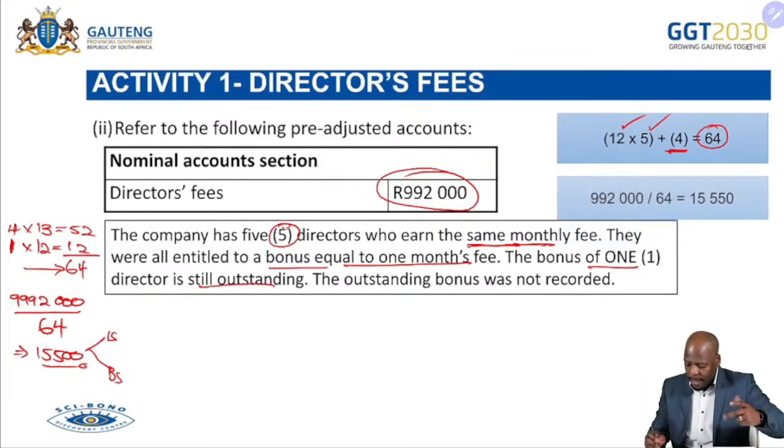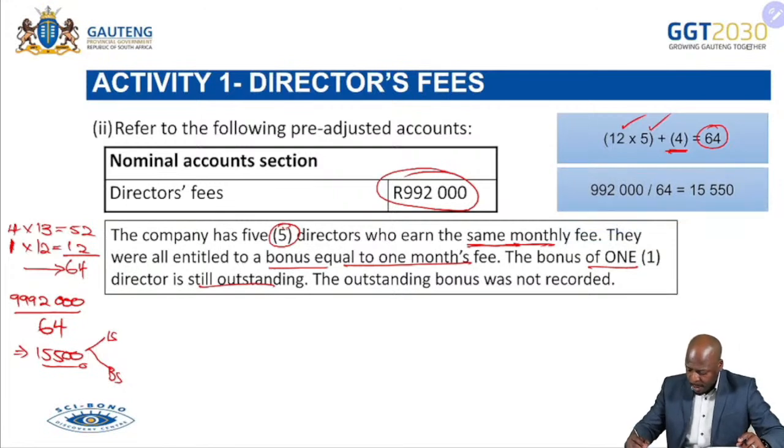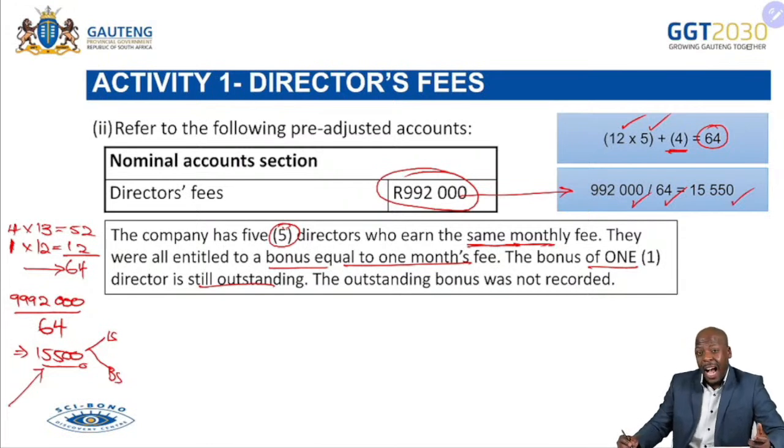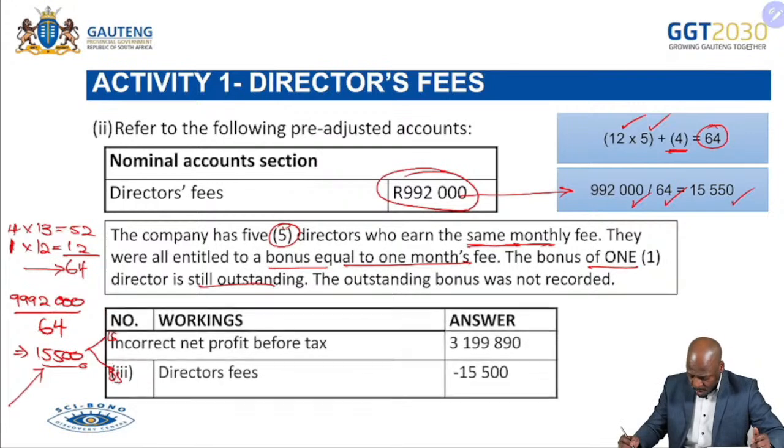And then once I get that, I say my 992,000. Remember, we were getting that from here. Here's my 992. Then you divide it by the 64. That gives you your 15,500, exactly the same as I had calculated down here. Now, let's see how we are going to show this in our correct net profit calculation.